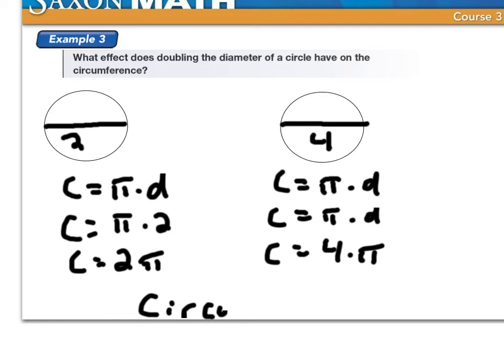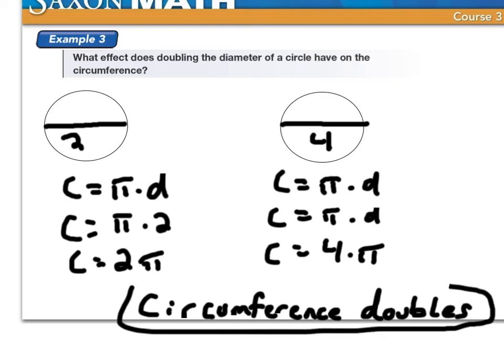So the circumference doubles when the diameter is doubled, because 4 times pi is twice 2 times pi. Alright, let's go on to one more example.